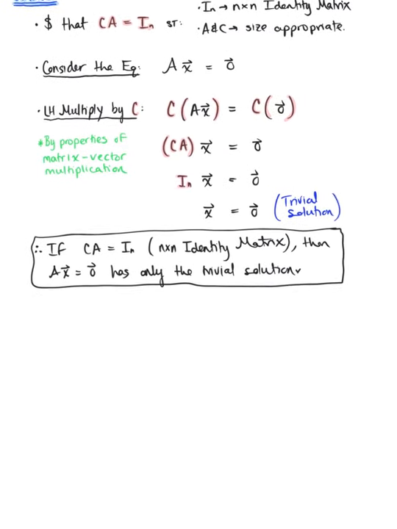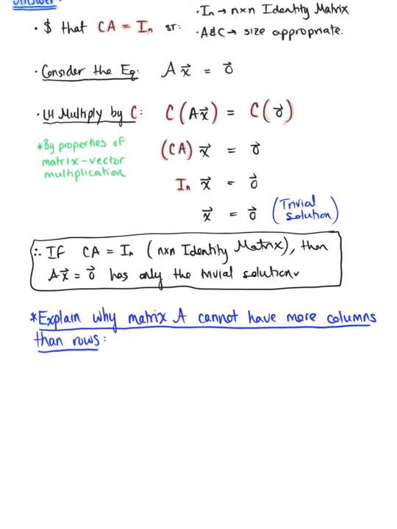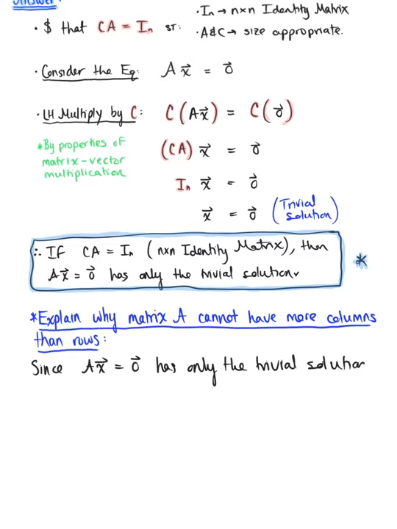we want to go ahead and think about the second part of our question. And that's asking us to explain why matrix A cannot have more columns than rows. So let's begin by simply thinking about the conclusion we just made. Well, we can say that since the homogeneous equation, matrix A times vector x equals the 0 vector, has only the trivial solution, what does this tell us about the matrix equation?